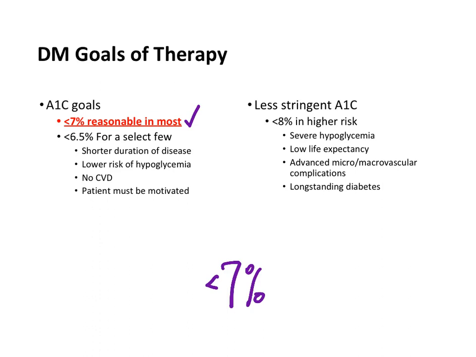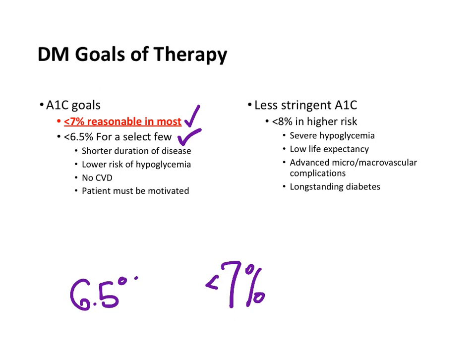Now, if you have a younger patient, maybe someone who has been newly diagnosed, has a low risk of hypoglycemia, they don't have any complications or cardiovascular disease, and the patient is motivated to be very diligent in their pharmacologic regimen, then you can set a goal of 6.5. That's not unreasonable for those types of patients.